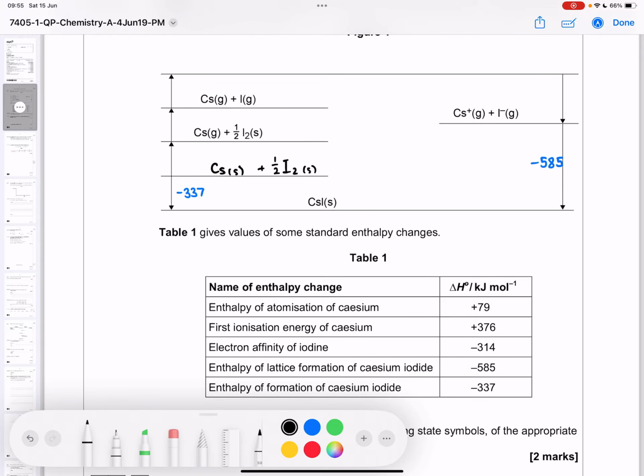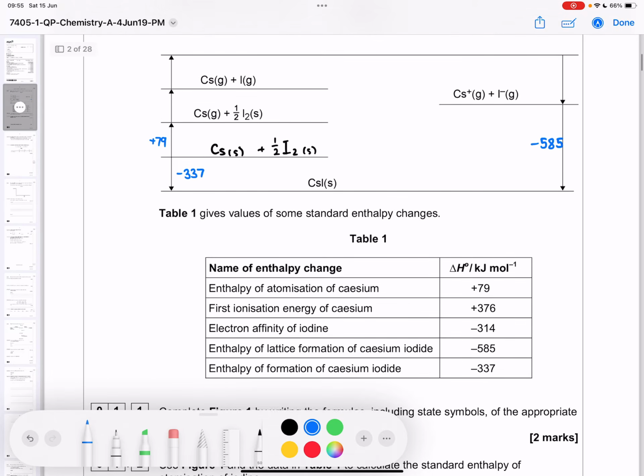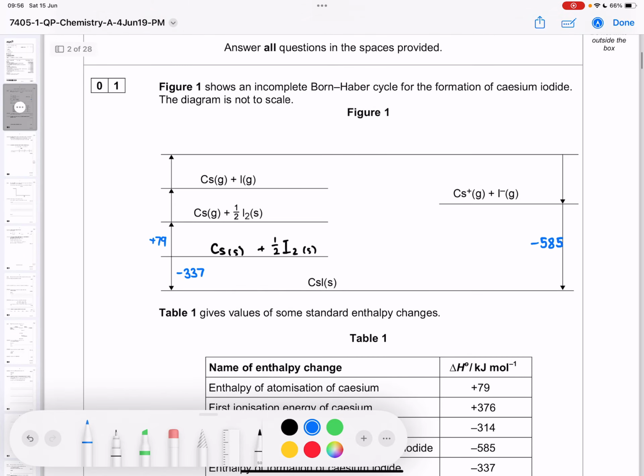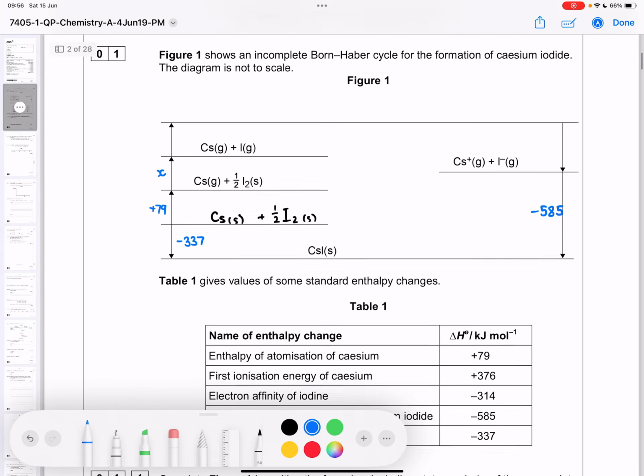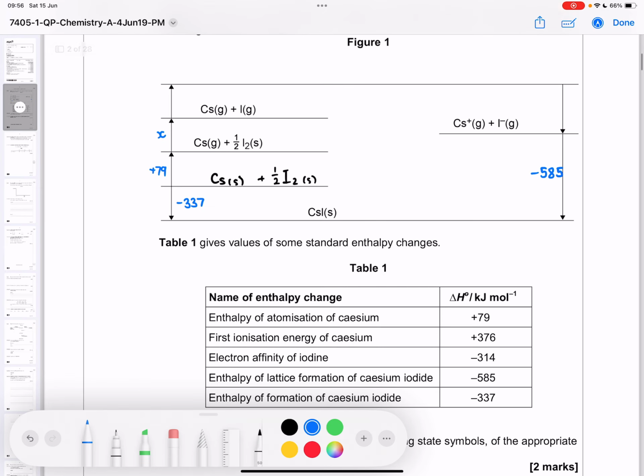If we look then at the next change we've got, we're turning cesium solid to cesium gas. That is the enthalpy of atomization of cesium. Then we are turning half an iodine molecule solid into an iodine atom gas. That is the enthalpy of atomization of iodine. And since that's the one in the next part of the question, we're going to have to calculate it because it's not in the table. And it is making 1 mole of gaseous iodine atoms, so it is just 1 times the enthalpy of atomization.